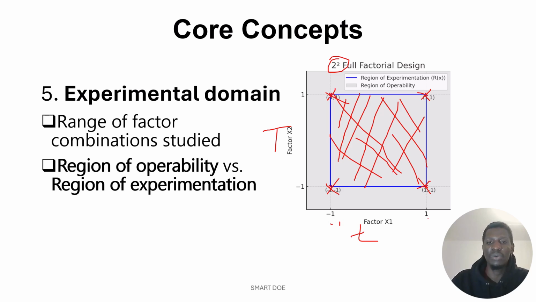So this is basically what the experimental domain helps us to do. It helps us to locate the sweet spot as fast as possible. And when we determine the experimental domain, it will help us to identify and reduce the number of experiments that we should have conducted had we been running the experiments in a very wide space.